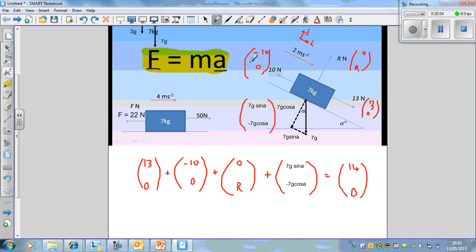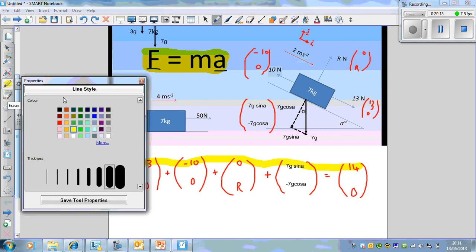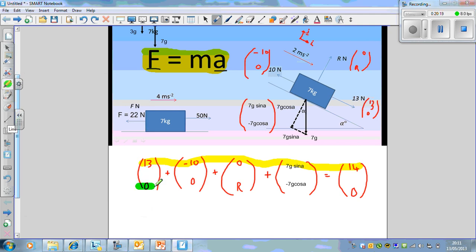Now, we've got two equations here. We have the top equation there, and we have the yellow equation and the green equation, and we can use these to solve these problems. We need to find A and R. Now the top one just involves A, so it makes sense to use that one to work out A.